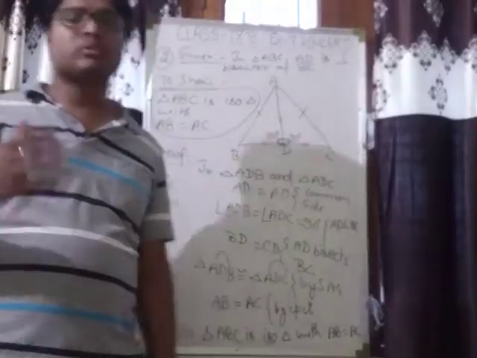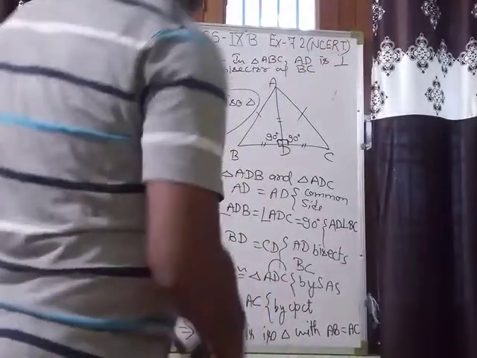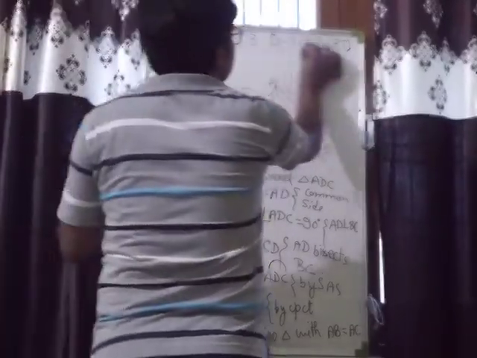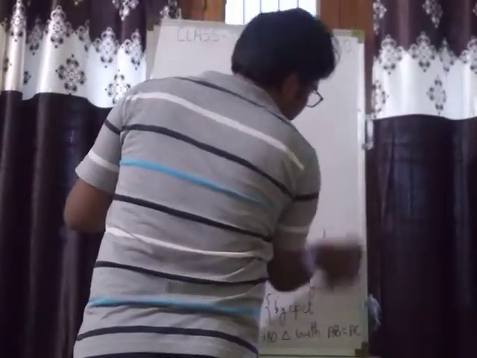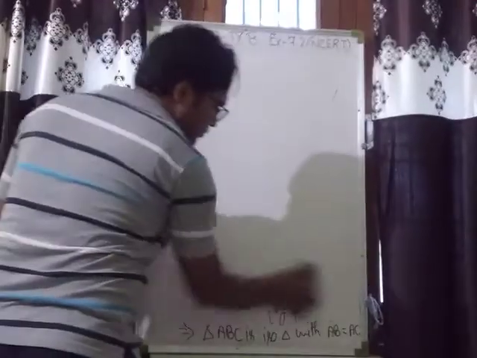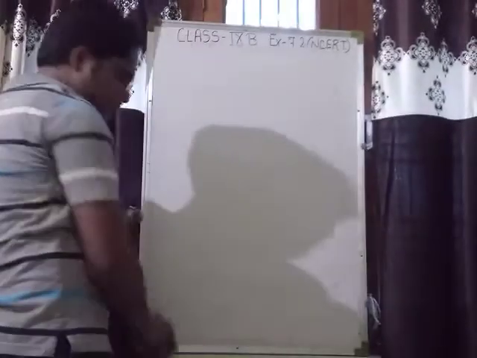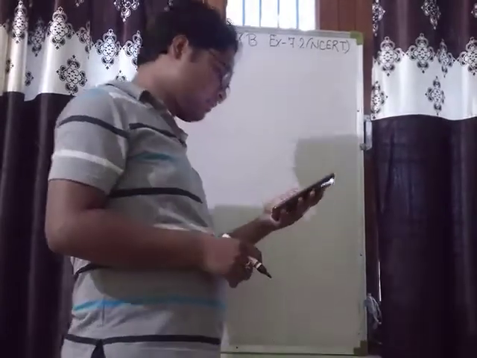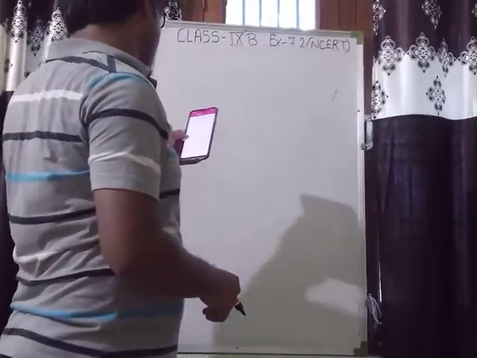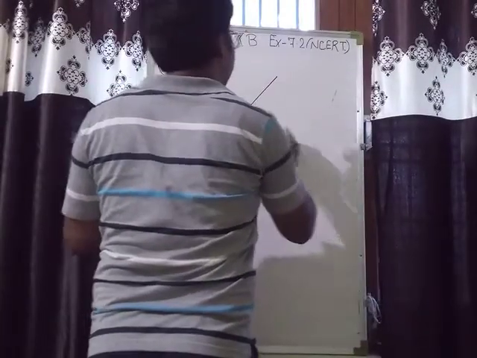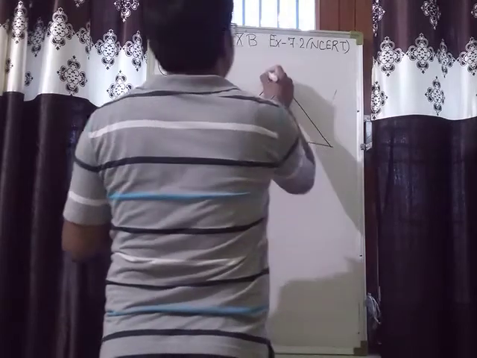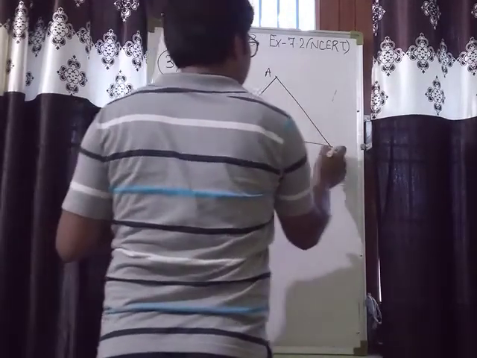Now read question number 3, everyone. Read question number 3. See, question number 3 is: triangle ABC is an isosceles triangle. This is an isosceles triangle, what is given?